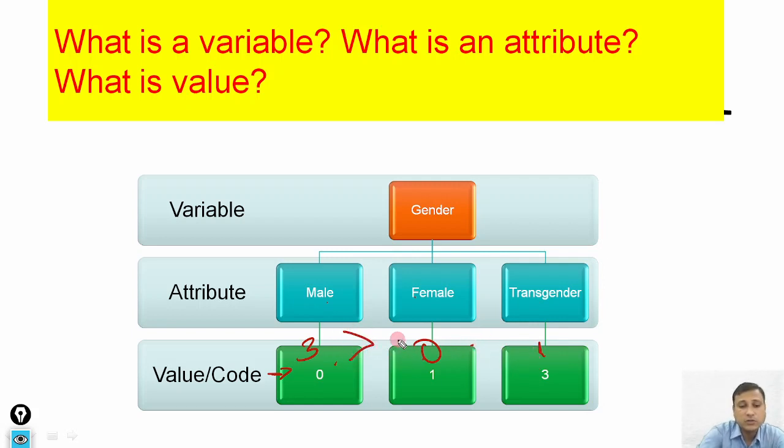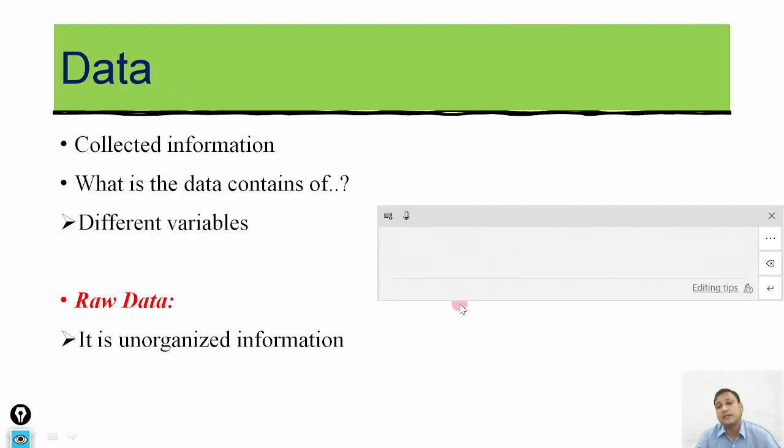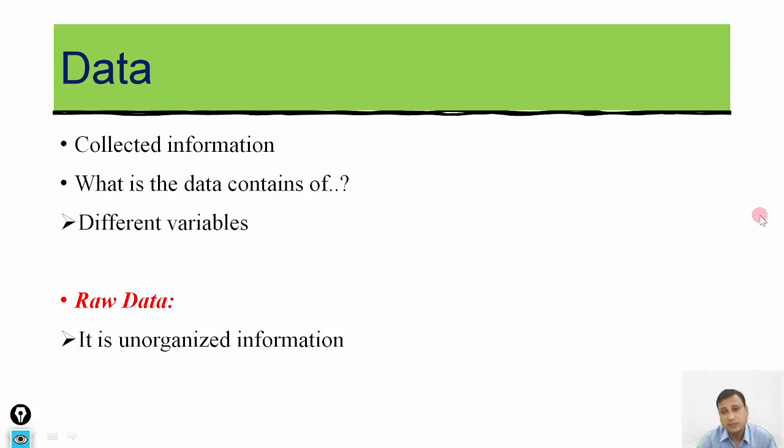We are just allocating a particular number to that attribute, because all your software, MS Excel or SPSS, works with numbers, not with words. Fine. So that is the meaning of variable, attribute, and value. Now let me take you to the next slide, and here is the data. Now the variable part is over. Now we have shifted to the data. What is data?